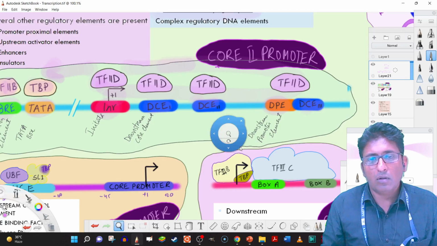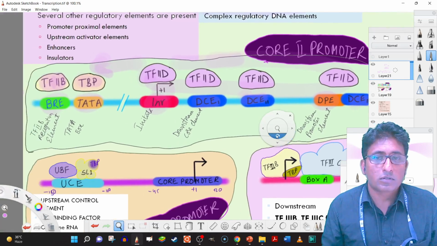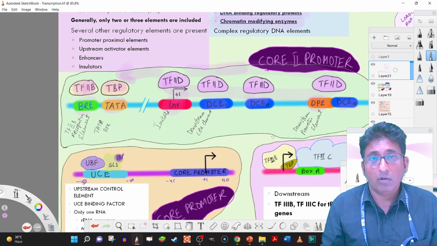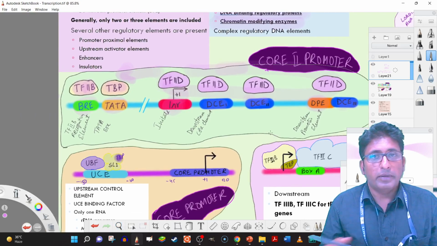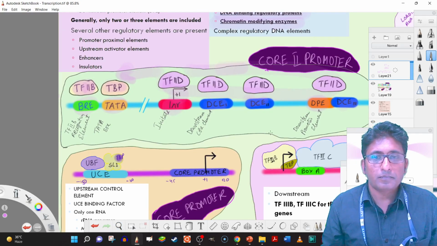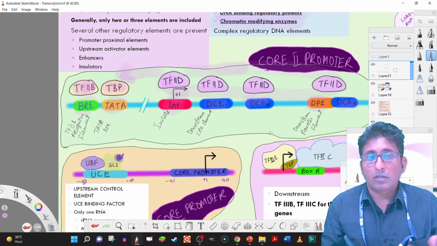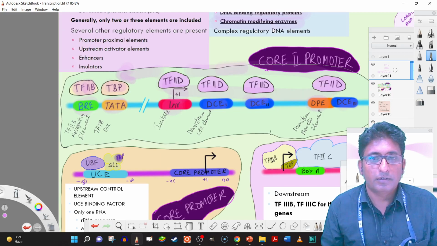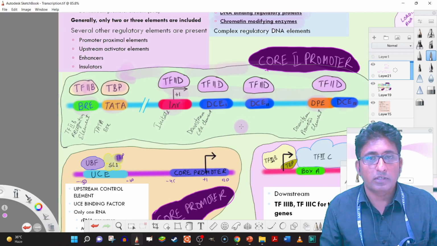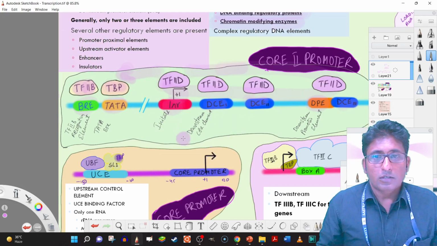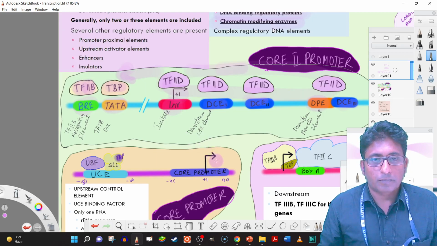Not all promoters of RNA polymerase 2 will have all of these. Some may be missing one or more, but at the same time there are also many other factors involved in the regulation or even the expression of these genes, many of the mRNA encoding genes. So that's about the core 2 promoter.